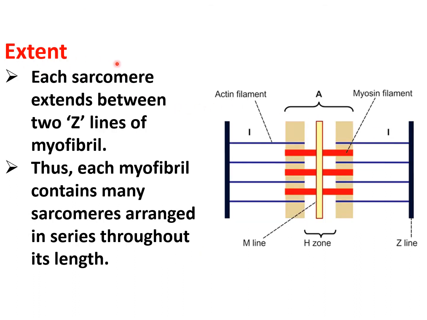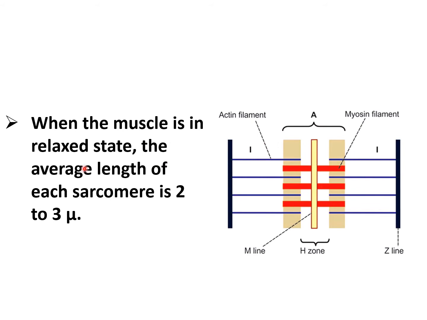So what is the extent of the sarcomere? Each sarcomere extends between two Z lines of myofibrils. These black thick lines are the Z lines, and the region extending between these two Z lines is known as the sarcomere. Each myofibril contains many sarcomeres arranged in series throughout its length. When the muscle is in a relaxed state, the average length of each sarcomere is about 2 to 3 micron.